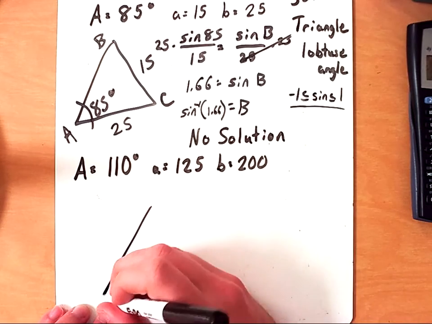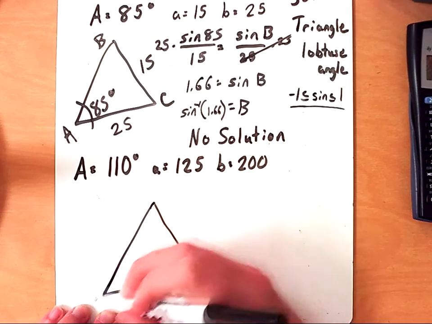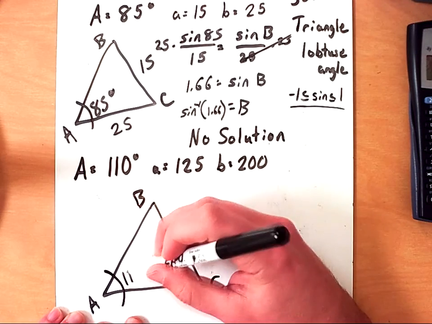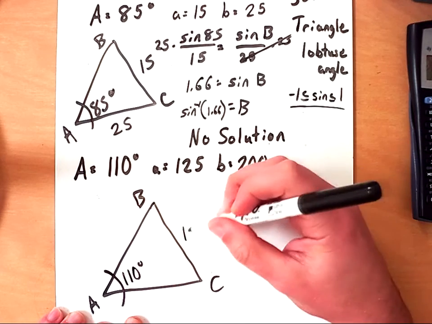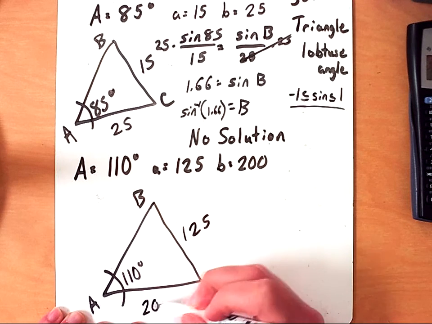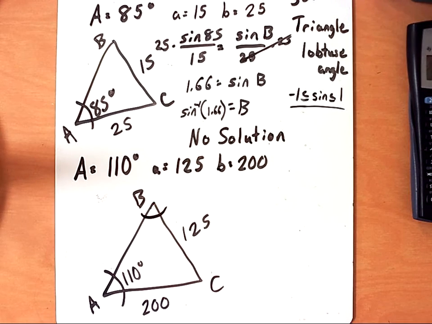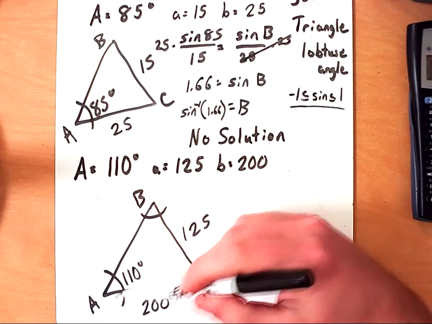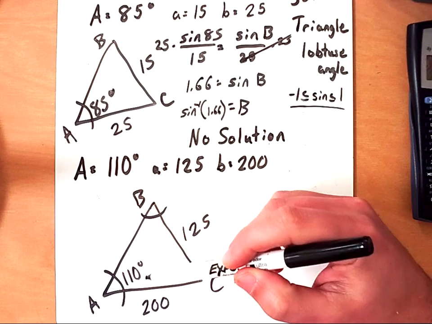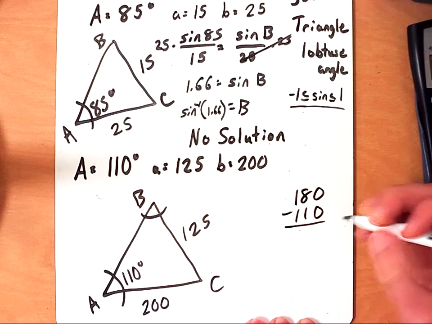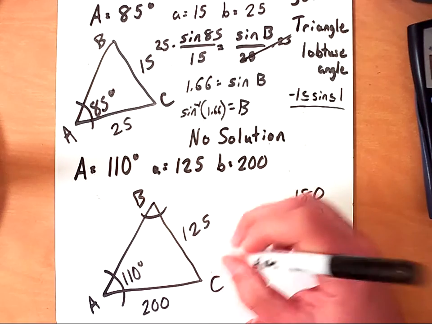Alright, so we're going to draw the triangle with the given information. So we have A, B, and C. I'm given that angle A is 110 degrees, side a is 125, and side b is 200. Alright, so normally we try to find angle B here, but I don't think it's necessary. I think that we can look at this and just tell that there are no triangles possible. Why? Well, angle A is an obtuse angle, 110 degrees. So that means if we subtract that from 180, all I have left is 70 degrees between these other two angles.